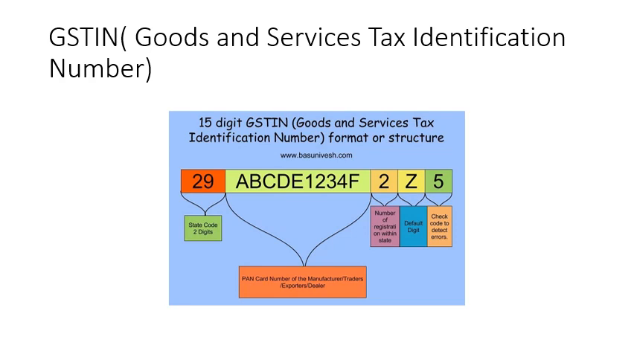Then a cancelled cheque of your bank account showing the name of the bank account holder, MICR code, IFSC code, and bank branch details. Then authorized signatory, like a list of partners with their identity and address proof in case of a partnership firm, or a list of directors with their identity and address proof in case of a company. These are all the documents required for registration under GST.